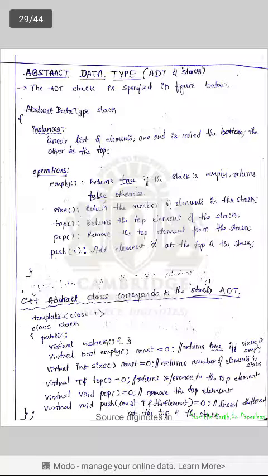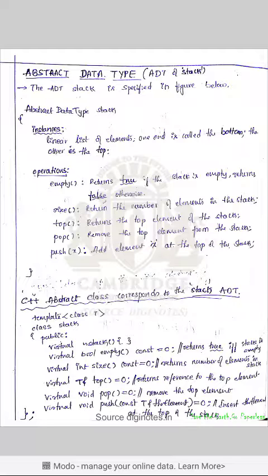Next we'll see the abstract data type of the stack. What are the different operations present in the stack? First one is empty. Empty returns true if the stack is empty, else false. Then size returns the number of elements present in the stack. Then top is the element present at the top of the stack, that is the element inserted last. Next, pop is deletion of an element from the stack. Push of x is inserting the element x.